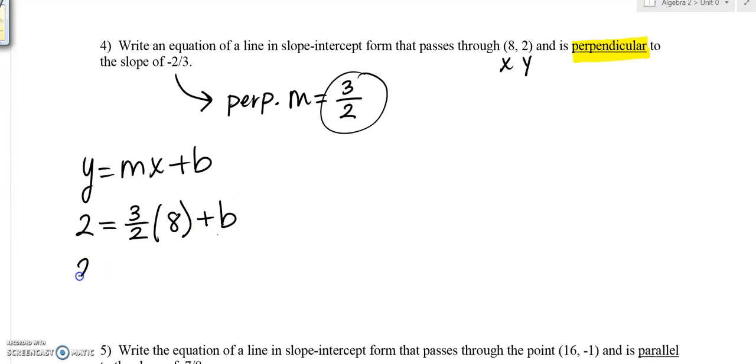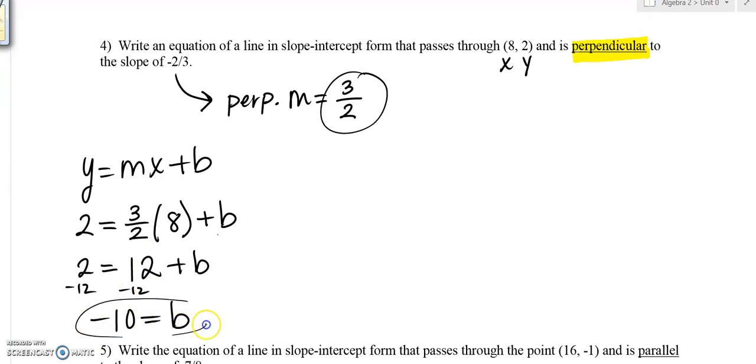When I do this, I'm going to have 2 is equal to, and when I multiply this fraction here, I'm going to get, let's see, 12, and then plus b. Then I have to subtract that 12 over, and I'm going to have -10 = b. Again, I'm going to temporarily circle that because I'm going to use this in my final answer.